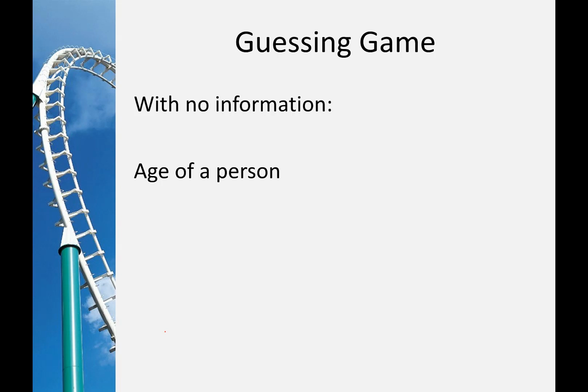Let's play a guessing game. I will give you absolutely no information at all, and I would like you to guess the age of a person. Now, you have math training. There is an answer that is the best answer that will earn you a shiny gold star. What's that answer? What is the best guess at the age of a person?